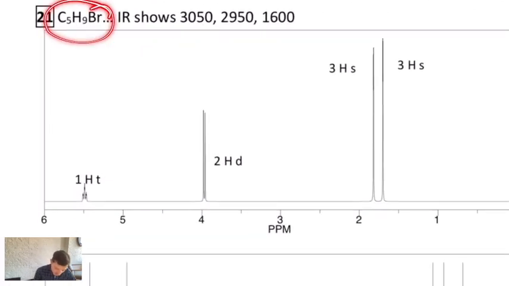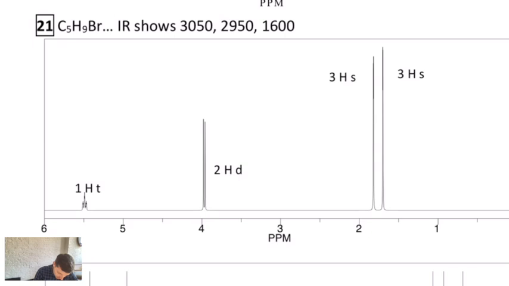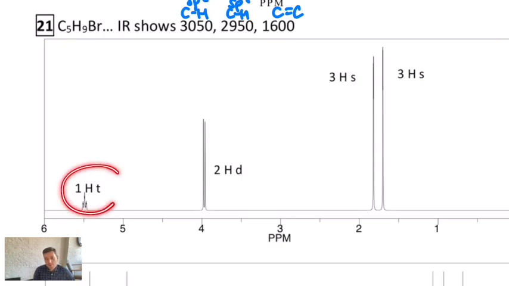C5H9Br, let's start with the IR spectrum. IR shows CH bonds, respectively sp2 and sp3, right above and right below 3000. 1600s is a C=C double bond character. That makes sense. The first thing I see in the NMR spectrum is a vinylic hydrogen in the 5s, that's going to be a hydrogen on a carbon-carbon double bond, most likely.